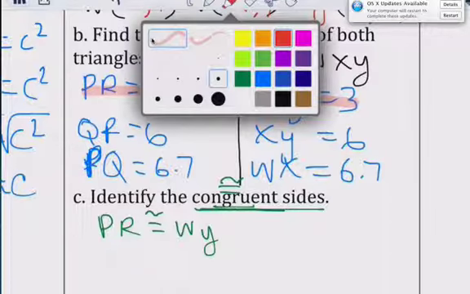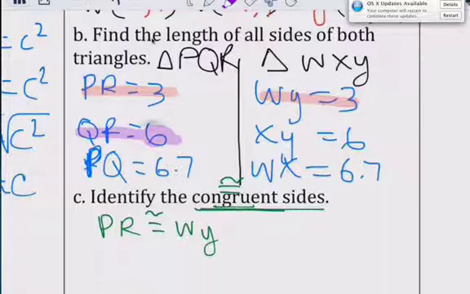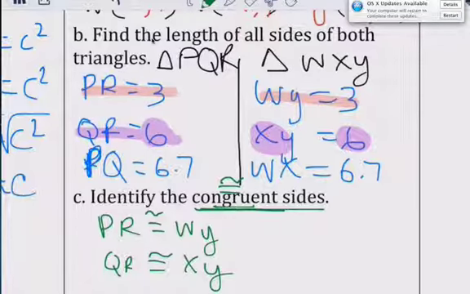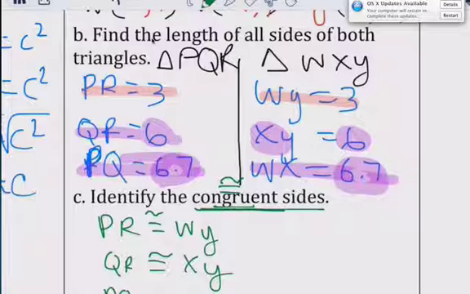Now the next one, as you see, is QR. That's 6, and this is 6. So QR is congruent to this one here, XY. PQ, the last one right here, and they're the same, you see, 6.7, 6.7. PQ is congruent to WX, and that's how you do that.